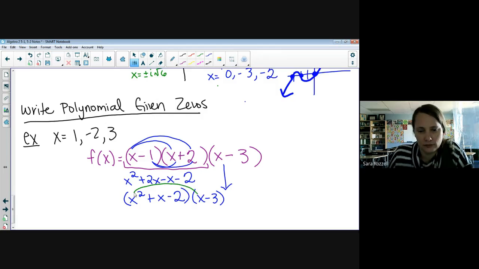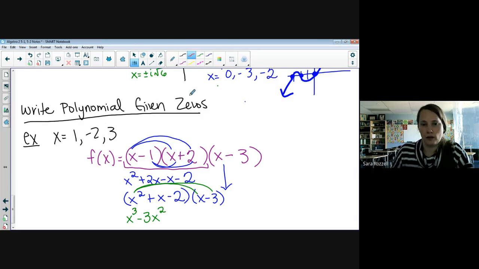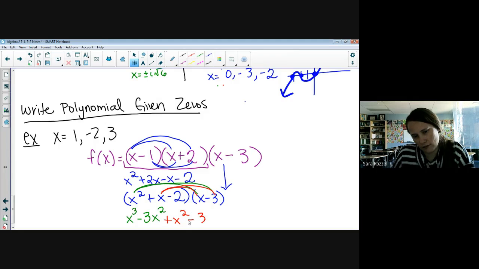So x squared times x makes x cubed. X squared times negative 3 is negative 3x squared. And we move over to our middle term. Do multiple colors so it'll help. X times x is x squared. X times negative 3 is negative 3x.